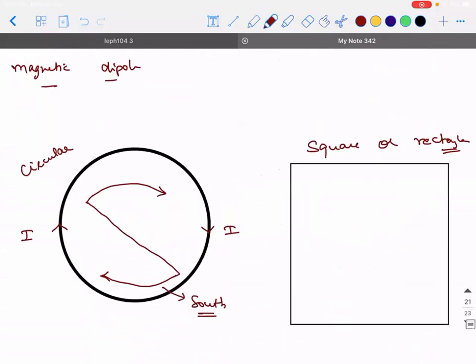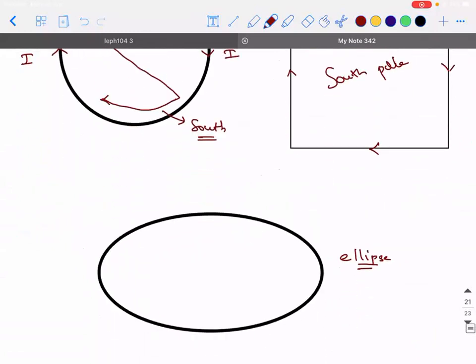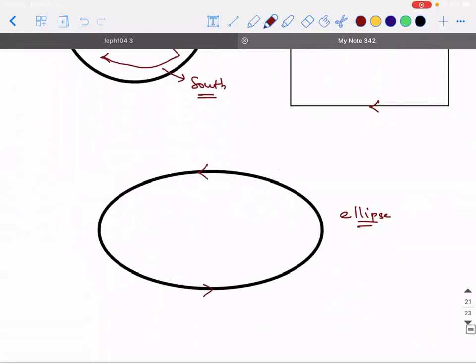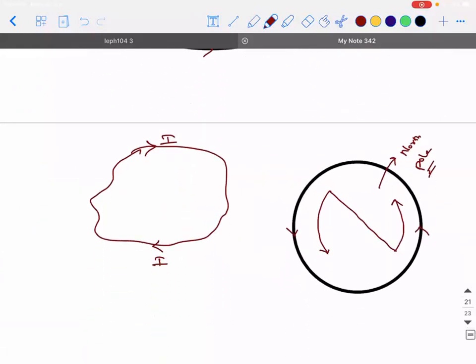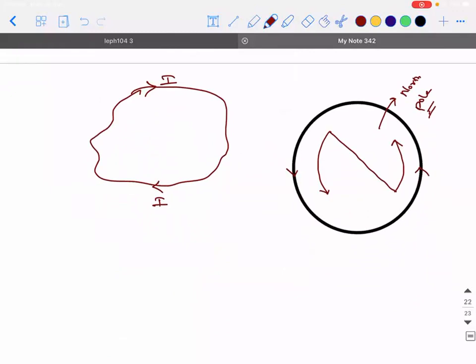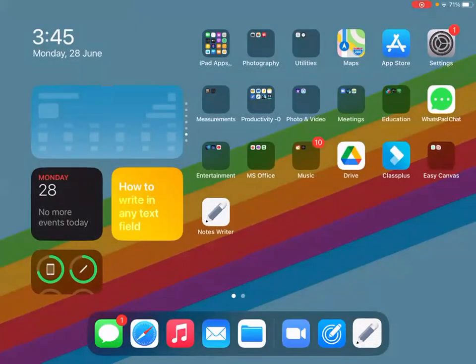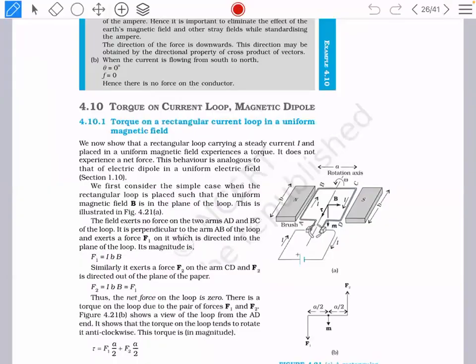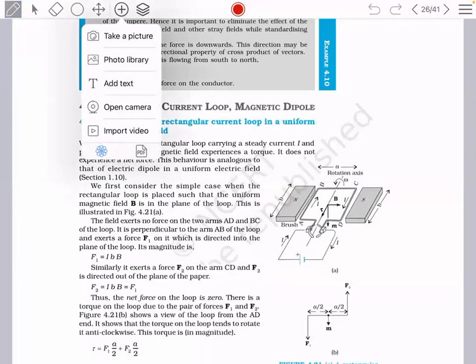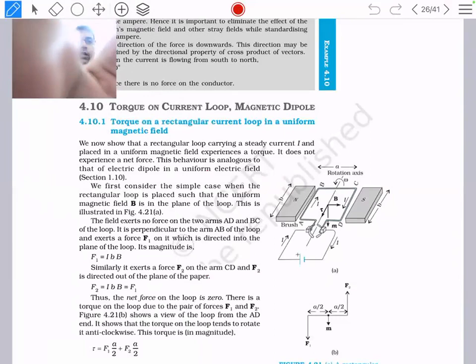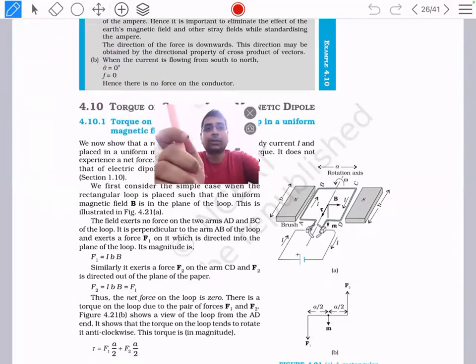Now, applying the same logic here, if I say the current in the square loop is in the clockwise direction, then it behaves like the south pole. Let's say in this ellipse, the current is in the anti-clockwise direction, then it behaves like the north pole. Okay. Let's think of the logic involved behind this.